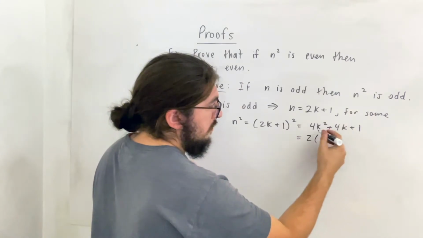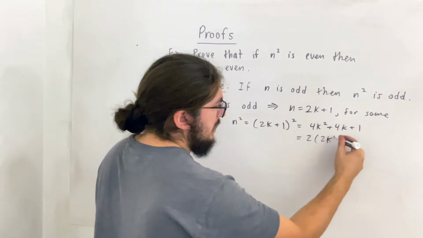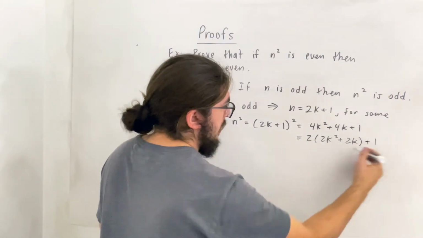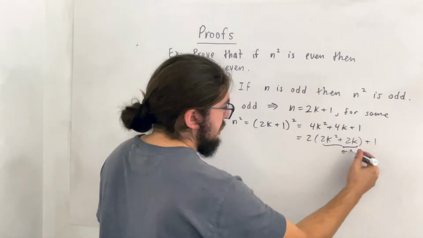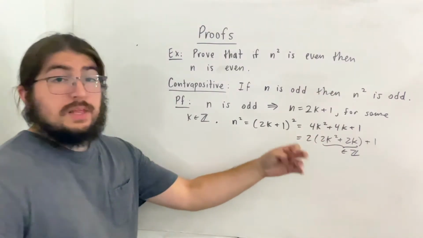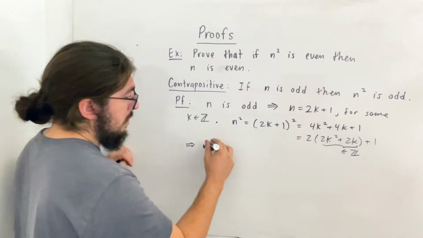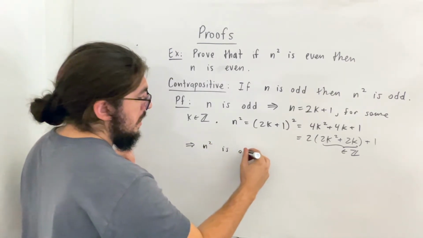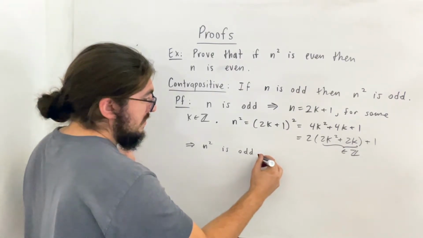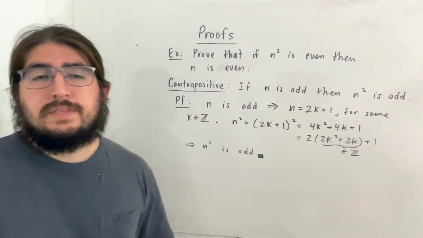So you can factor 2 from the first two. So you get 2 times the quantity 2k squared plus 2k, and then plus 1. Since this is an integer, we have written n squared as 2 times an integer, in other words, an even number, plus 1. So right away we say that n squared is odd. And that completes the proof of the contrapositive. But since the contrapositive statement is always equivalent to the original statement, we've actually proven the original statement as well.